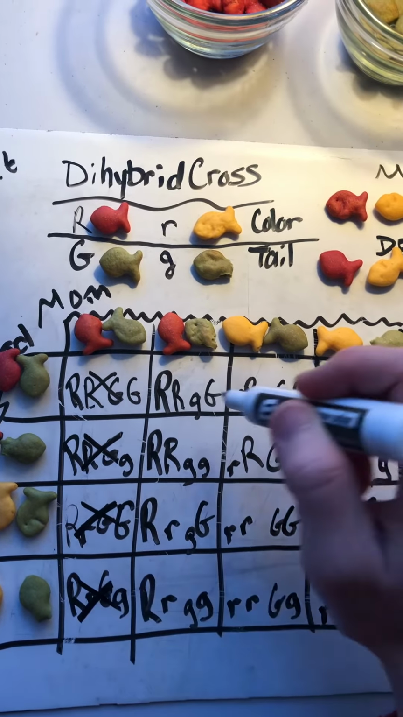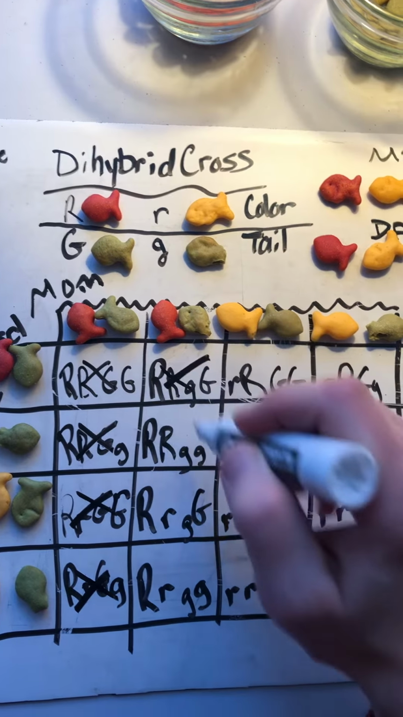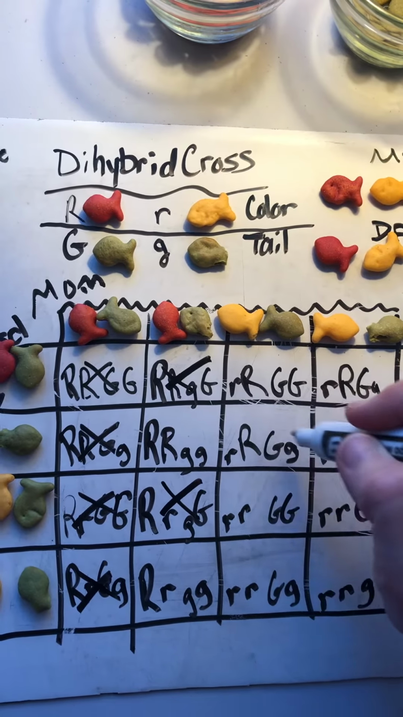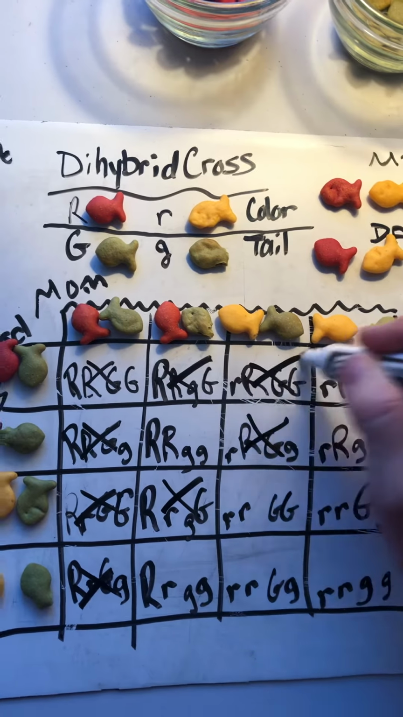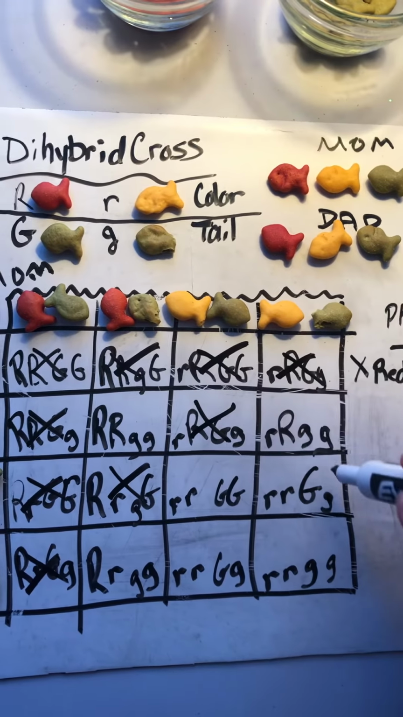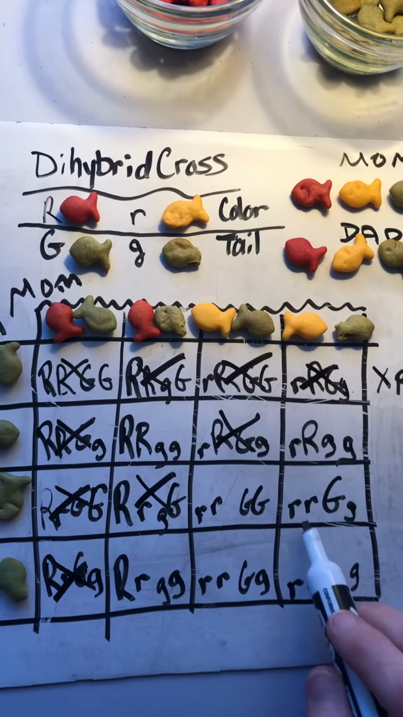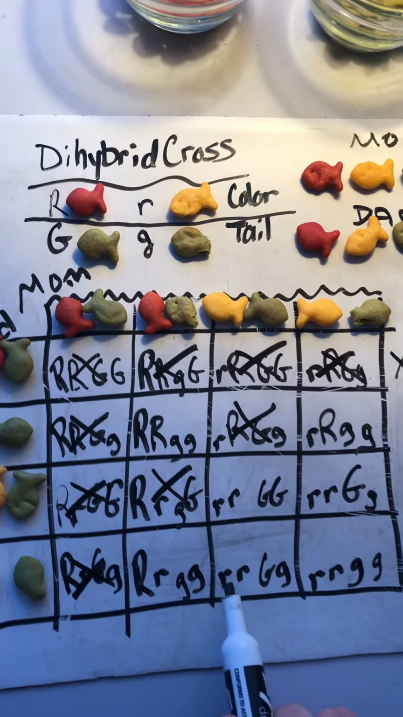big R, big G, big R, big G, big R, big G, only the big R, no big G, no big R, no big R, no big R, no big R.